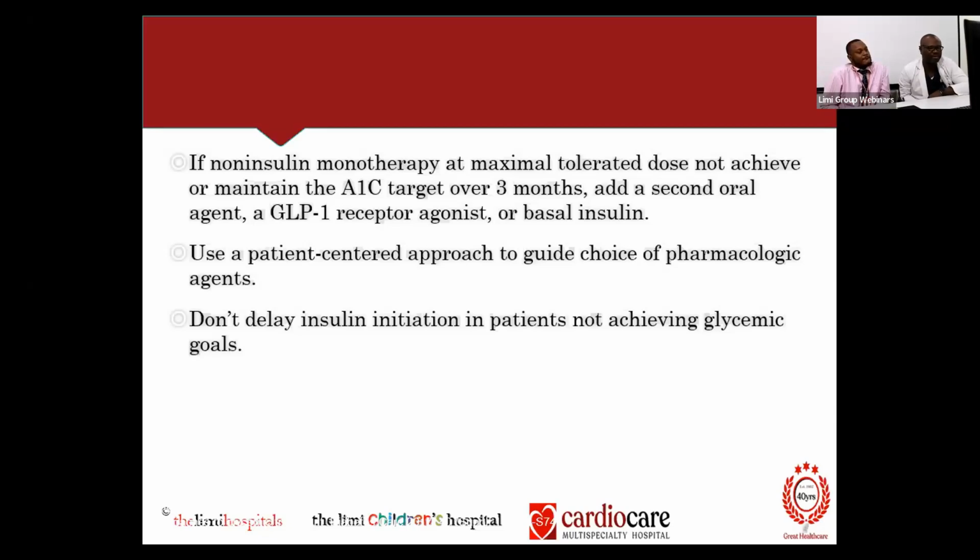And you have different forms of insulin now. We have once a day, twice a day regimens, and they work.